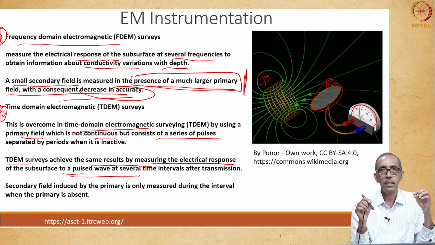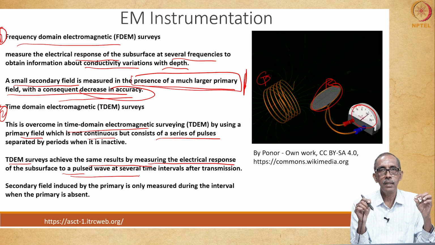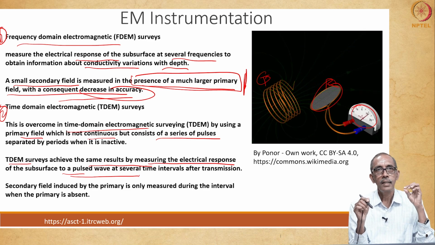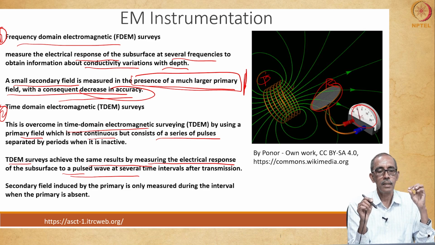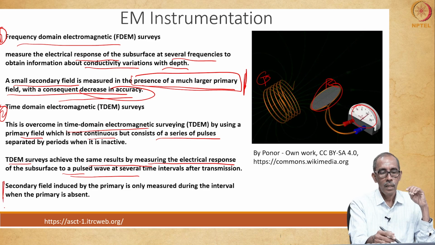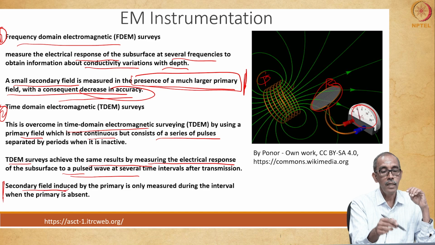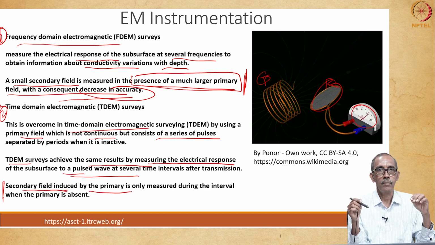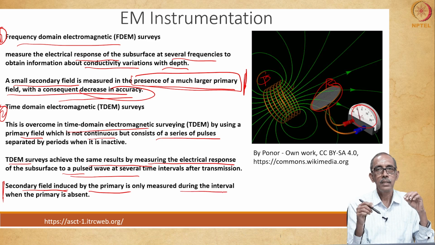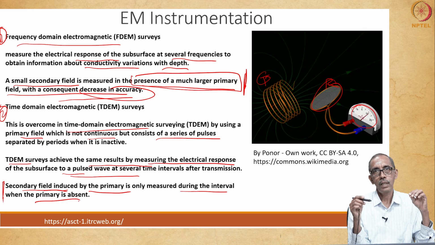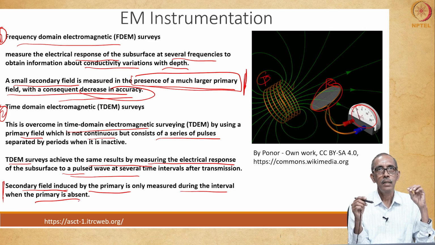at several time intervals after transmission. We transmit, receive, then transmit, receive, transmit, receive. So, this is what is known as the time domain electromagnetic method. Here, the secondary magnetic field induced by the primary field is measured only during the time interval when the primary field is absent. Okay. So, this is the difference between both the methods.